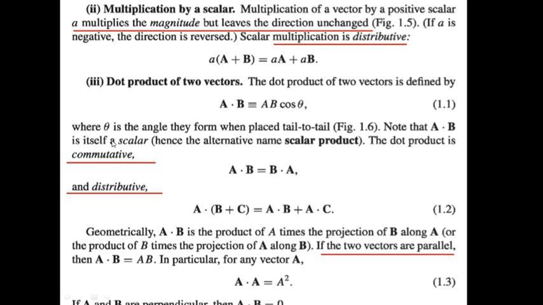In addition to that, two properties are also true here. First, it is commutative. That means you can commute this product from either side. That means A dot B is equal to B dot A. Whether you write A dot B or B dot A, the answer remains unaltered. Uska answer badalta nahi hai. Commutative, that means aap kahi se bhi usko likh sakte ho, A dot B, ya to ulta bhi likh sakte ho B dot A.